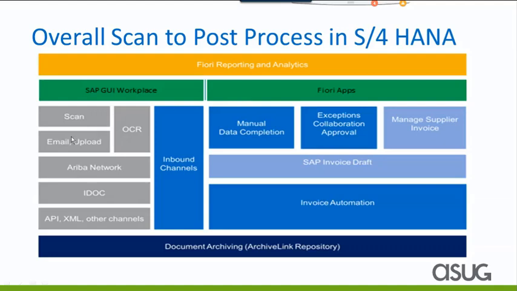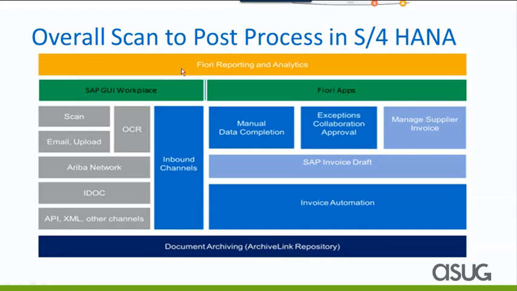So the same thing, you have scan, email upload, Ariba network, IDOC, and API, and you have this inbound channel. And you need OCR only here, and this is the inbound channel. And then you have the SAP GUI workplace or the Fiori apps. Okay, you can do Fiori apps here and all those things. So these are the blue, anything blue is in SAP. This light blue can be Fiori, this green is also a different process.